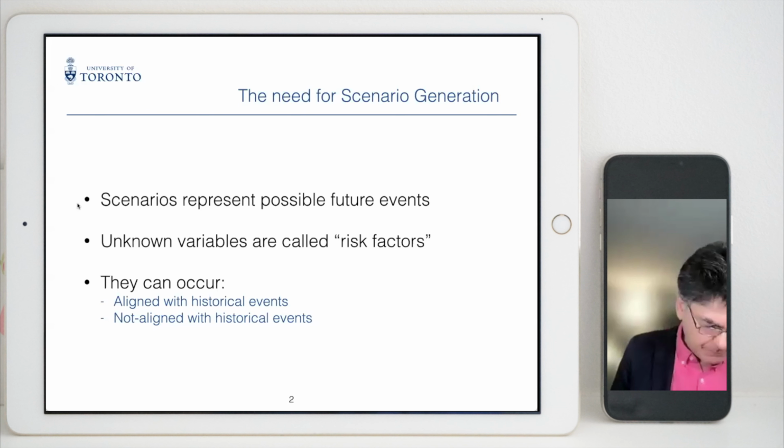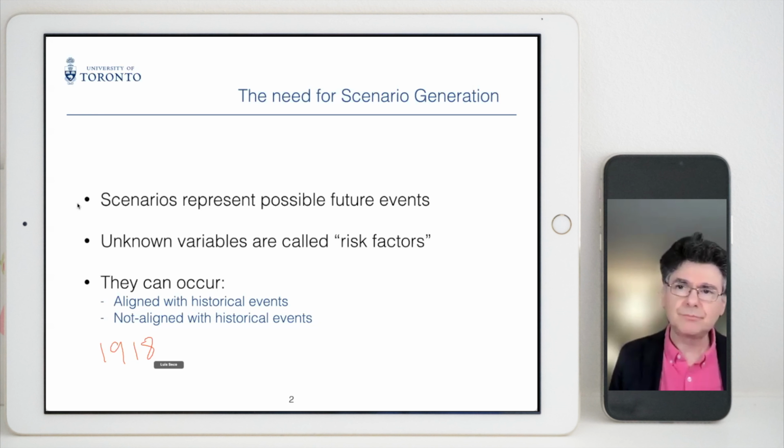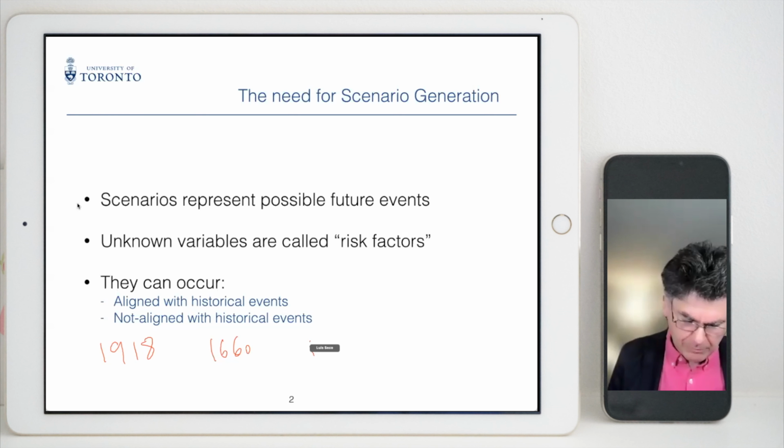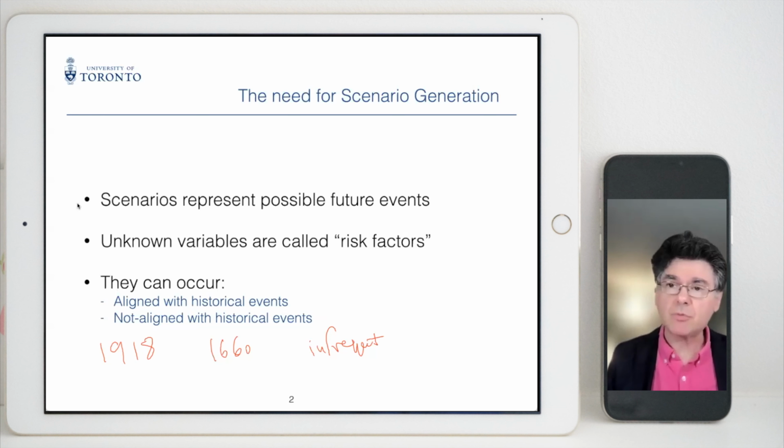Why? Because there was a case similar to COVID-19 in the year 1918. Okay. So it has happened before. The generation of a COVID-19 is something we have already seen at least once. Maybe the bubonic plague in the 1660s also happened. Okay. So these are things which have happened, but they're infrequent. And sometimes we need to generate scenarios which are infrequent.